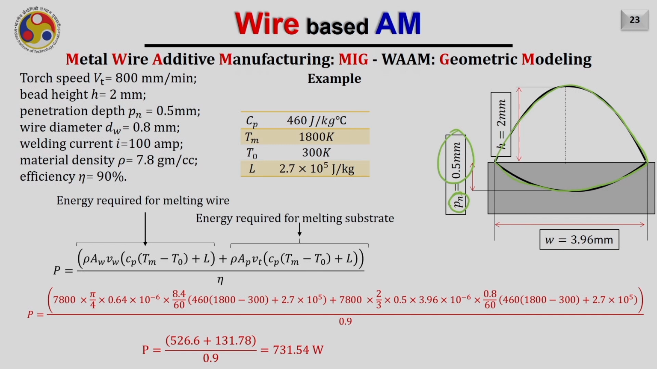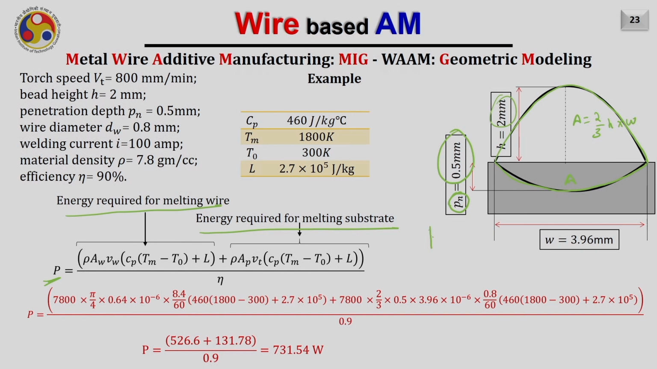Once I know the depth of the penetration is 0.5 mm, I can easily obtain its area. In both cases, the top bead and the penetration, as both are considered parabolic, the area will be equal to 2/3 height times width. The height of the top bead deposited is 2 mm, while on the penetration side the height is 0.5. So for both cases we know this area. Now the question is how to find the energy. The energy required for melting the wire and the energy required for melting the substrate, if we sum these two, we will be able to find the total energy required.